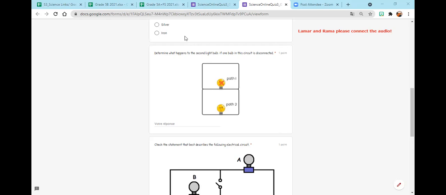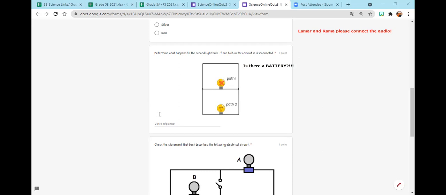Is there a generator of electricity? Is there a battery? No. So how will the two bulbs work? What will happen to the second light bulb? It will also not work. The whole circuit isn't working.